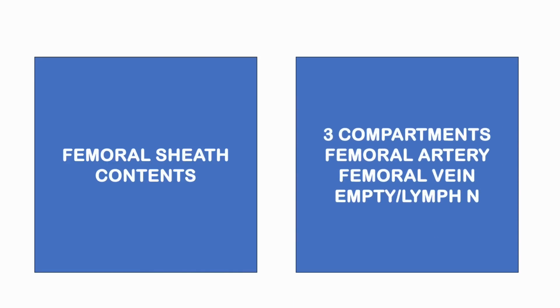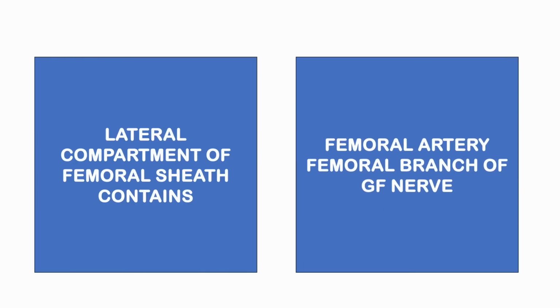What does femoral sheath contain? It has three compartments. The lateral most has femoral artery and the femoral branch of genitofemoral nerve. Remember, the femoral nerve is outside of the femoral sheath. The intermediate compartment contains femoral vein, and the medial compartment is usually empty or may have some lymph nodes.